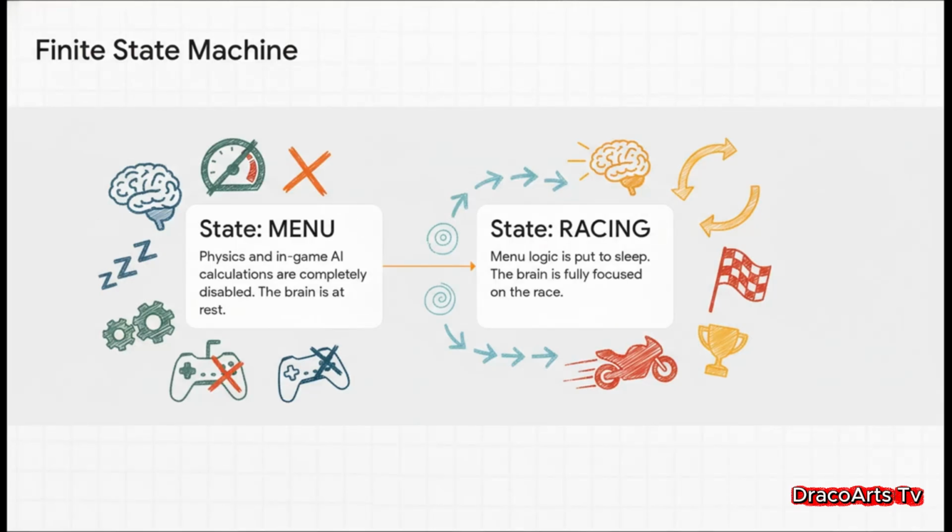This is done using something called a finite state machine. Now just look at this racing game example. Think about it. When the game is in the menu state, why on earth would it need to calculate complex bike physics or what the enemy AI is doing? It doesn't. So we just turn all of that off. The brain is basically at rest. But the second the player hits start and the state switches to racing, all the menu logic gets put to sleep and the brain dedicates 100% of its resources to the race. This is how you stop the game from wasting precious CPU cycles.